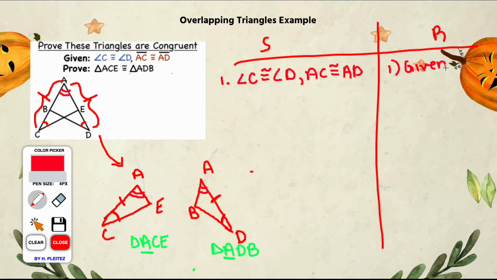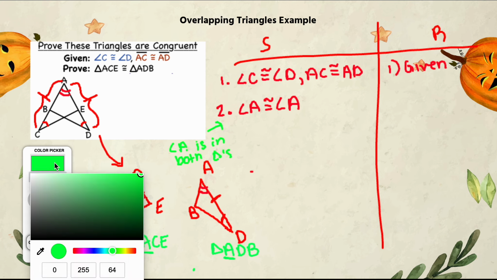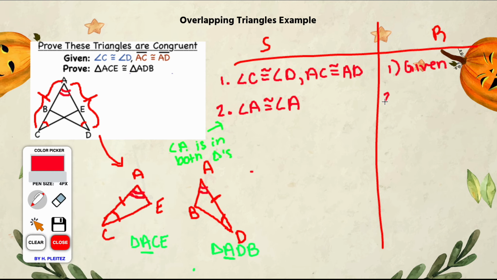Okay. Now, we separated our triangles, right, but that doesn't count as a step in our proof. What does count as a step in our proof is labeling this, the fact that angle A is congruent to angle A. And again, the reason we did this was because angle A is in both triangles. And it really helps to separate your triangles in order to see this. But again, when we say something is congruent to itself, that is the reflexive property.